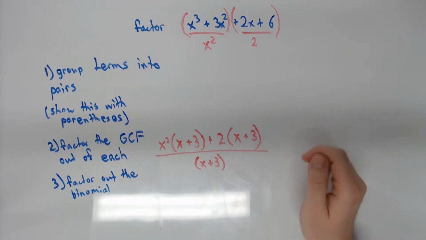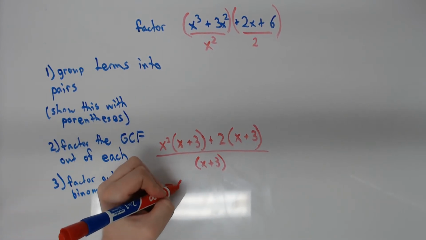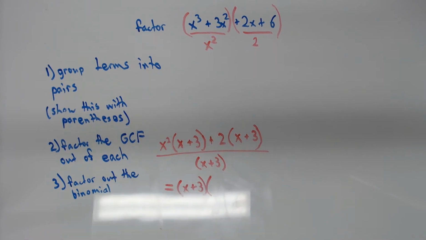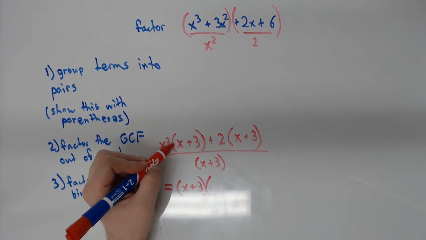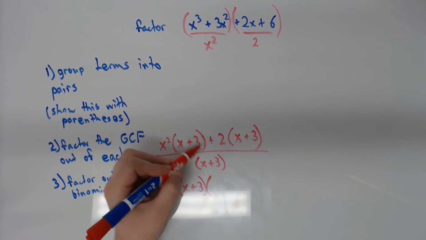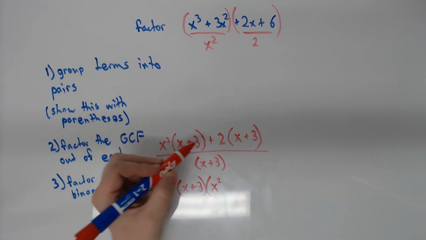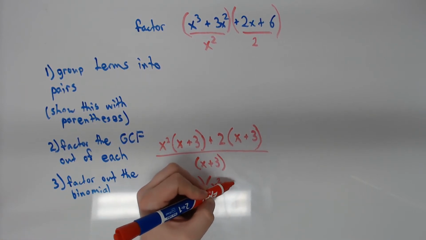Factor out the x plus 3, what we're left over with is going to be our answer. So x plus 3 is what we factored out. It goes in front, and then the leftovers go in parentheses. So x squared times the parentheses, well, the parentheses cancels out with itself. So there's just an x squared. 2 times the parentheses, same story. The parentheses cancel out, and there's just a 2 left over.